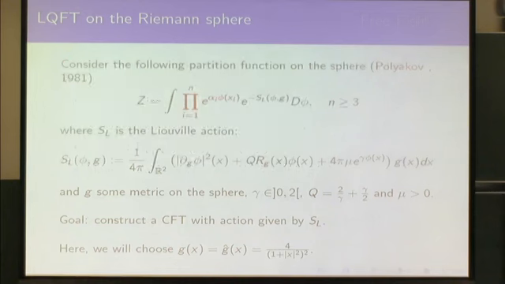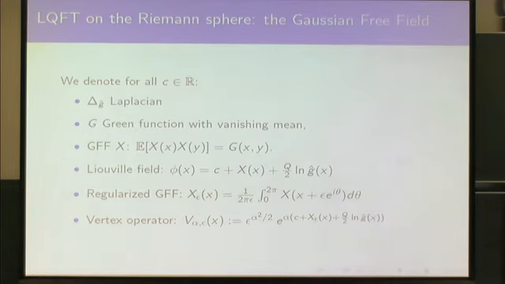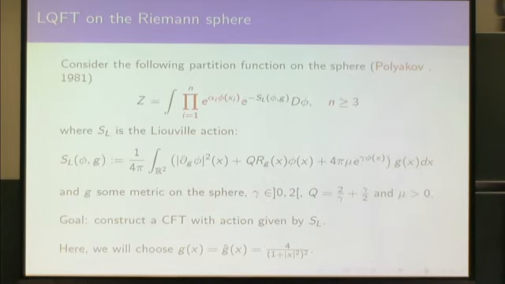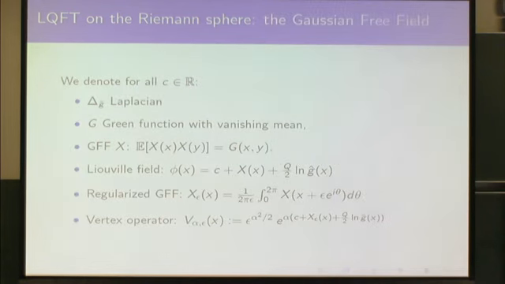Before going to the definition of this partition function or correlation function, I'm going to make a few reminders. I'm taking the sphere background metric, and for all C and R, we'll see where C appears in a few minutes. I reminded most of this on the board on the left. I'm going to introduce the Green function with vanishing mean on the sphere, and the so-called Liouville field, which is my Gaussian free field plus the log of the metric tensor, plus C. And I'm going to introduce these vertex operators, which will correspond to these exponential phis.